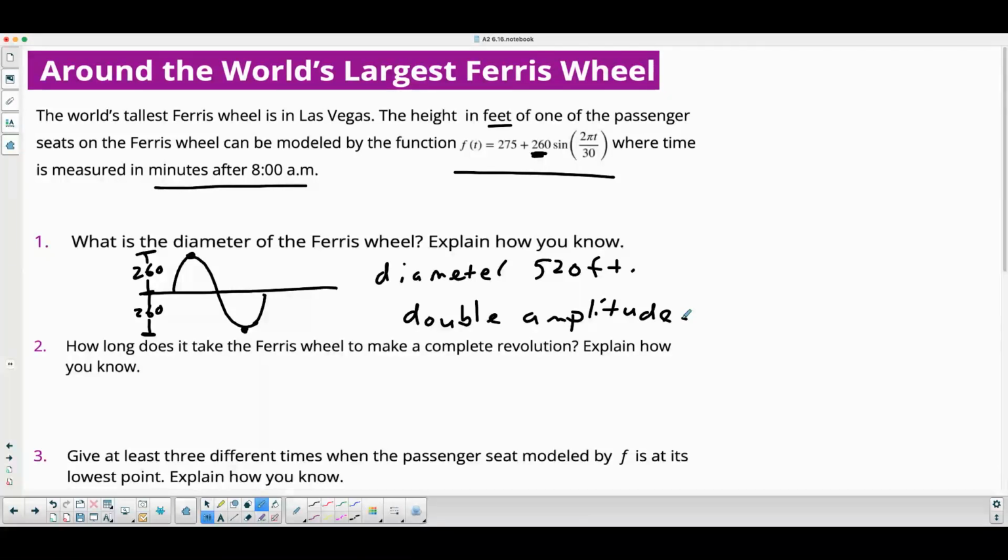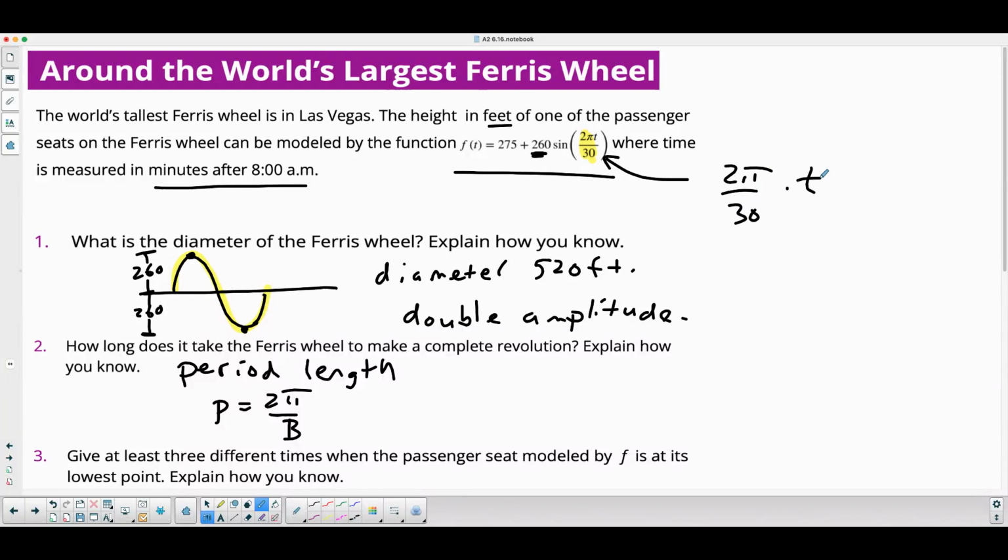How long does it take the Ferris wheel to make a complete revolution? So we're looking for the period length here, how long it takes to do a full revolution. Okay, so P equals 2 pi over B. I know B is really 2 pi over 30, because it's like 2 pi over 30 times t. They just put the t up in the top. So my period length is going to be 2 pi divided by 2 pi over 30. I'm going to flip this. And then what happens really nicely is my 2 pi's cancel, so my period length is 30. t is the x-axis, so that's in minutes. So the answer is 30 minutes.